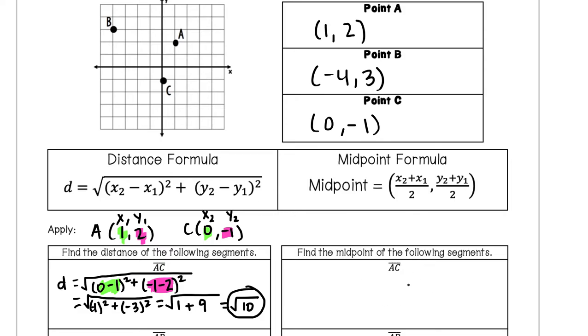Now to find the midpoint of those two segments, we would need to use the midpoint formula. So we take our same two x1 and y1, x2 and y2, and plug them into the midpoint formula here. So my x2 value was 0, and my x1 value was 1. I'm going to divide it by 2 once I add them together to find their average. For y2 it was -1, and y1 was +2, so I'm going to add them together and take their average, so divide it by 2.